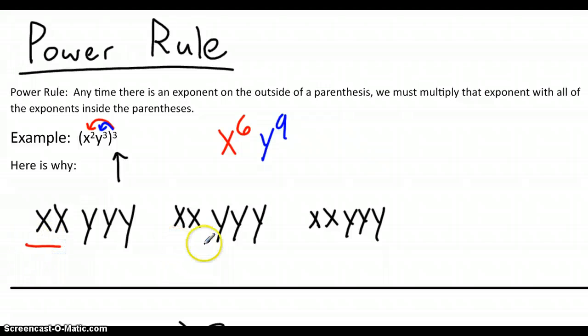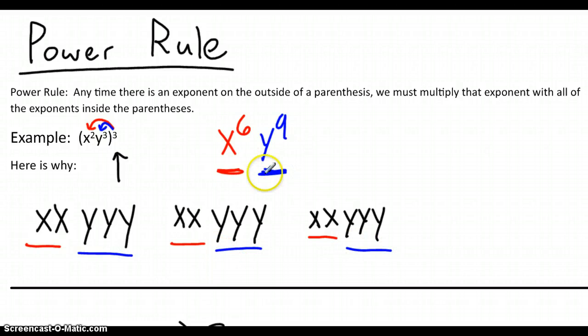Because I have 2, 4, 6. So 6 x's are multiplying, which is where we got our x to the 6th power. And we have 3, 6, 9, so we have y to the 9th power. So that's kind of a picture to help us see how this rule works. It's just all the exponents on the outside multiply by the exponents on the inside.